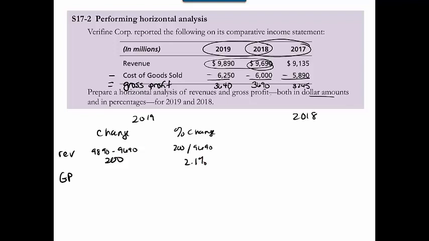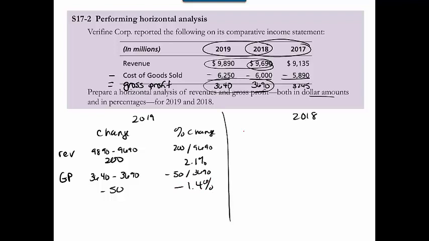I'll do the same thing for gross profit. I'll compare these two numbers right here. So I went 3640, and I started with 3690. So that's a negative 50 is the dollar amount change. And then if I take negative 50 divided by my starting point of 3690, so again it's new minus old over old. And so this is negative 1.4%. We can do the same thing for 2018. And so I want the dollar amount change and the percentage change.